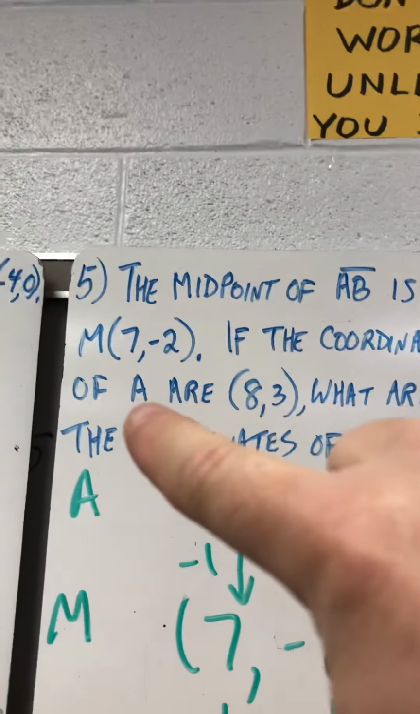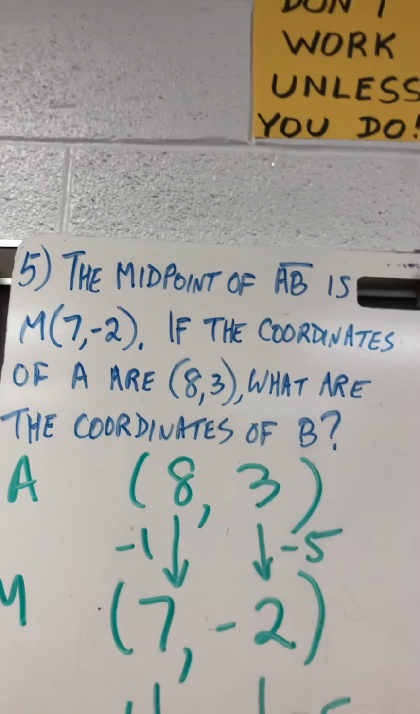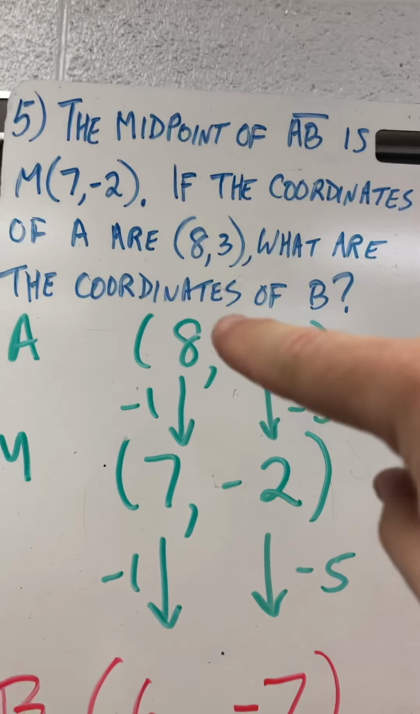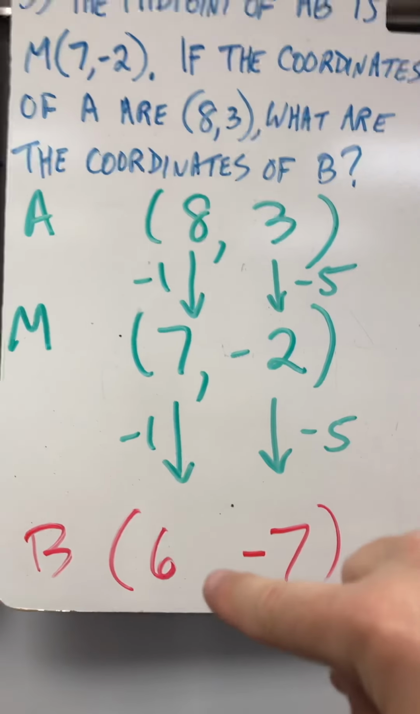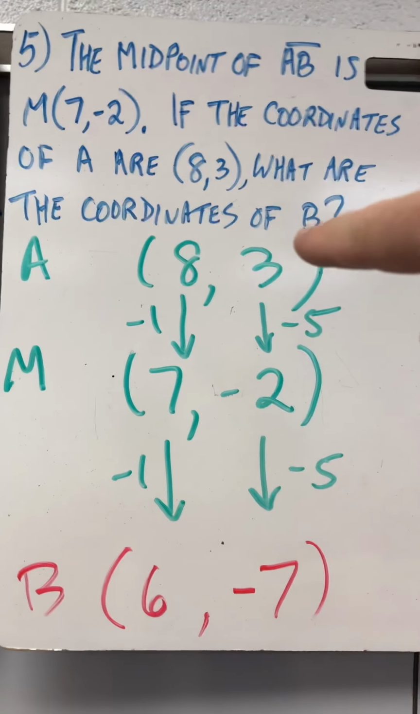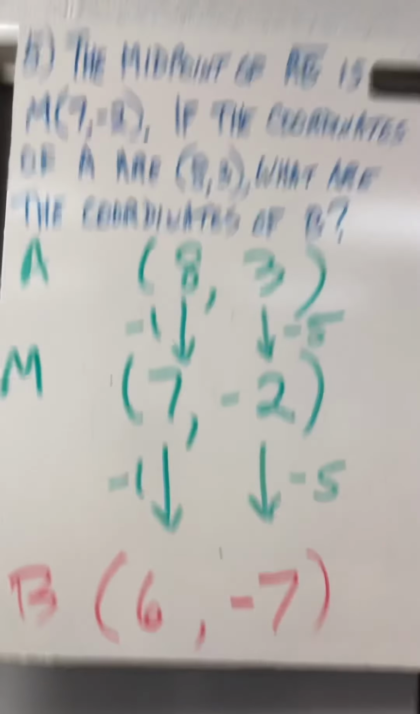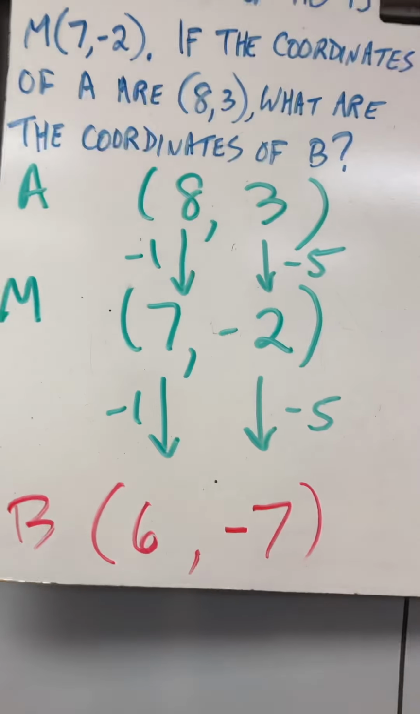If point A is 8, 3 and the midpoint is 7, negative 2, what's the other endpoint? What's point B? How do you get from 8 to 7? Minus 1. Minus another 1 takes you to 6. How do you get from 3 to negative 2? You minus 5, right? Minus another 5 takes you to negative 7.